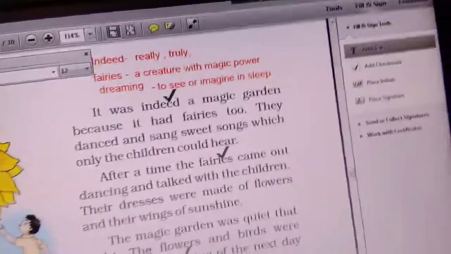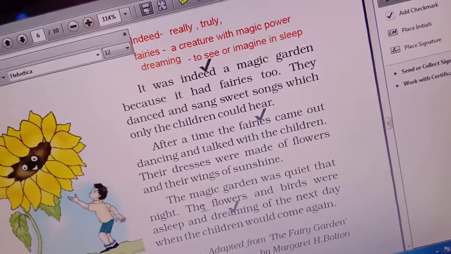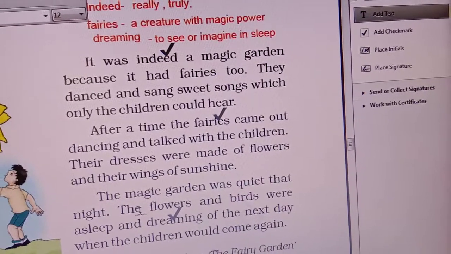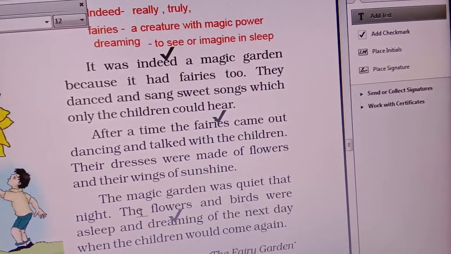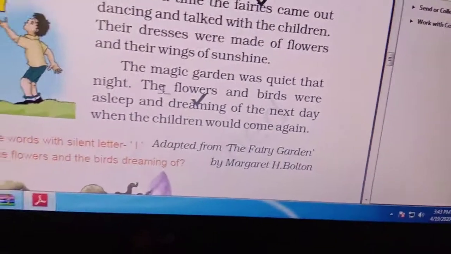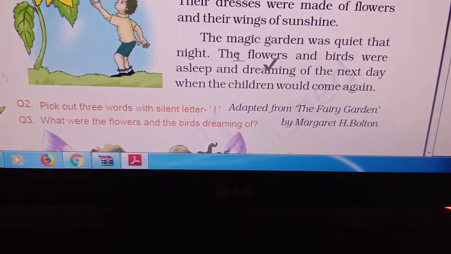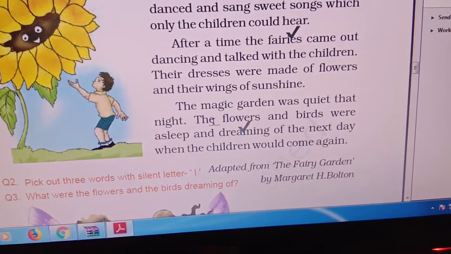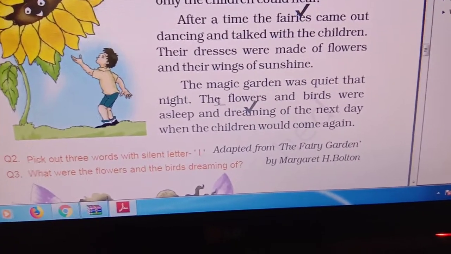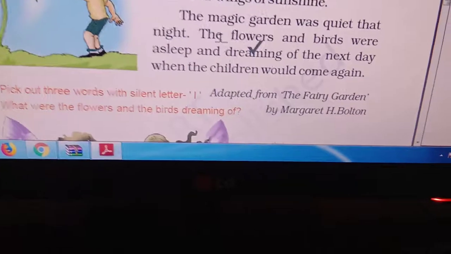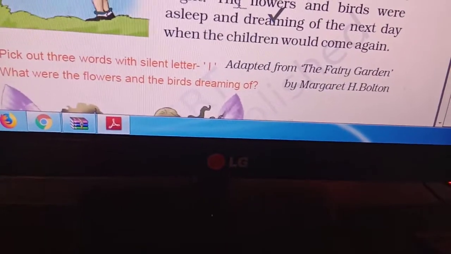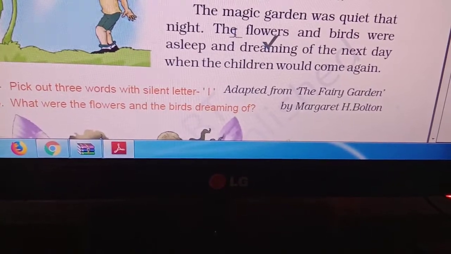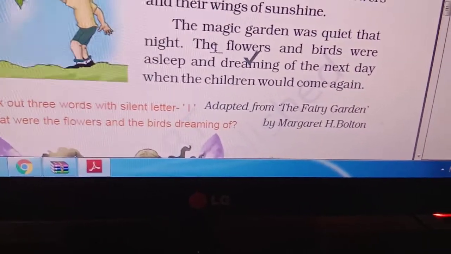Here I have written some meanings. Indeed means really, truly. Fairies means a creature with magic power. Dreaming means to see or imagine in sleep. We can do something more, dear little children. Pick out three words with silent letter L. Some words are there. You have to pick out the silent letter L. What were the flowers and the birds dreaming of? That you have to write yourself.